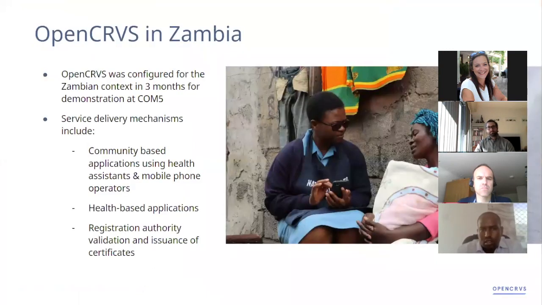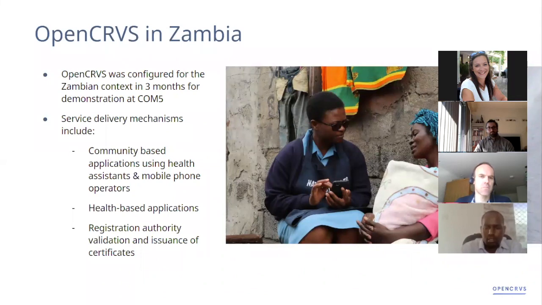So another country, like we've said, where we've configured the product is Zambia. What's important to mention here is that the ministerial meeting wanted to demonstrate OpenCRVS for the African context. So within a period of 3 months, we were able to conduct research at the community, facility and office level in Zambia, understand the requirements, and configure the product for the Zambian context. So we made sure that the forms were ready, and that the services fit the needs of Zambia.